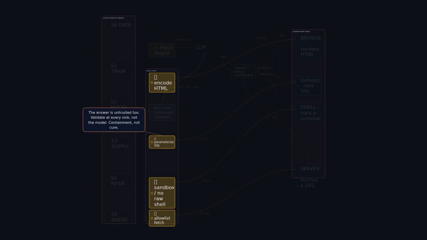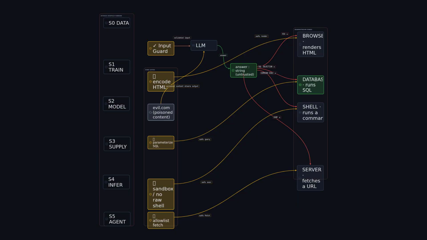Rule of the episode: the answer is untrusted too. Validate at every sink, not at the model. Containment, not cure. Don't trust the output any more than the input. You've guarded the output, but there's a cheaper attack than stealing your model, making it answer until your bill does the damage. Unbounded consumption, next. Break it on the board, not in prod.